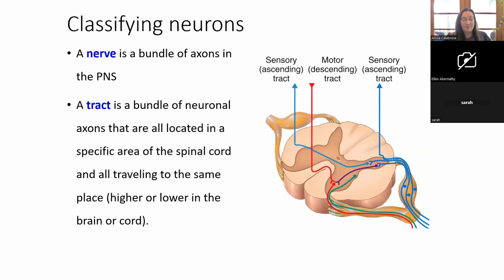Similarly, if we find a group of axons together, just the long string axon part of the neuron, a group of axons in the peripheral nervous system is called a nerve. That's all a nerve is, a bundle of axons together. A bundle of axons in the central nervous system is called a tract. So the tract is going to be found in the brain or the spinal cord.